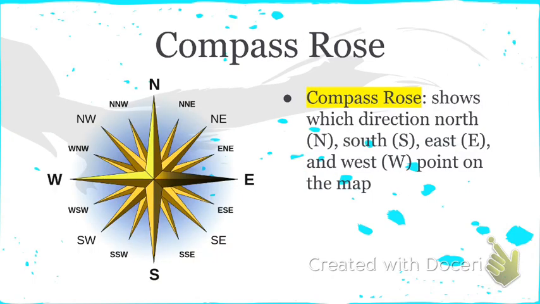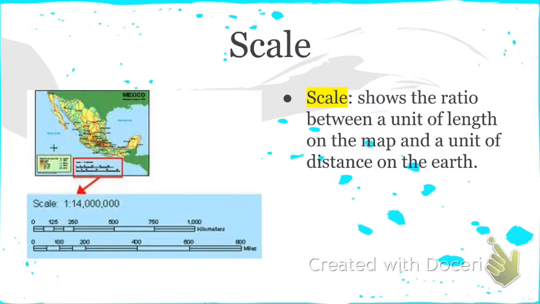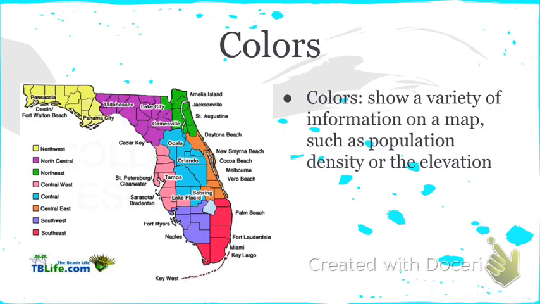A compass rose shows which direction north, south, east, and west point on a map. A scale shows the ratio between a unit of length on the map and a unit of distance on the earth. Now this is something that we will work with a lot, so I will explain this further in class.